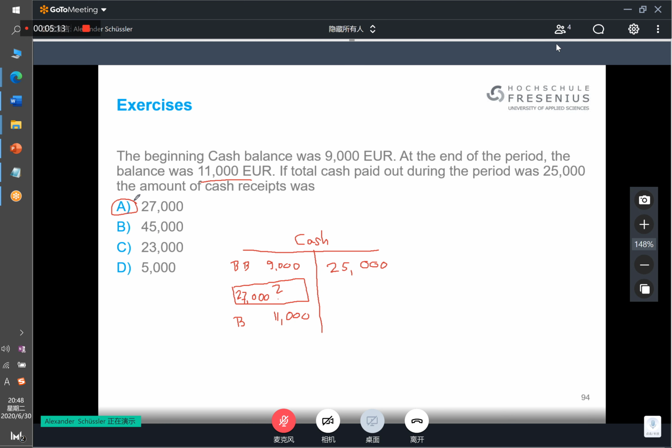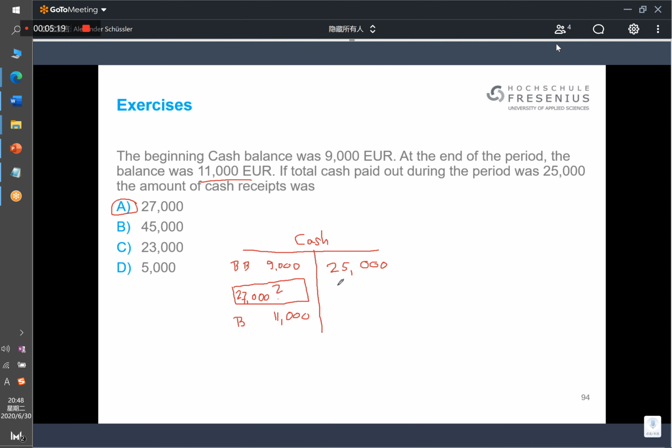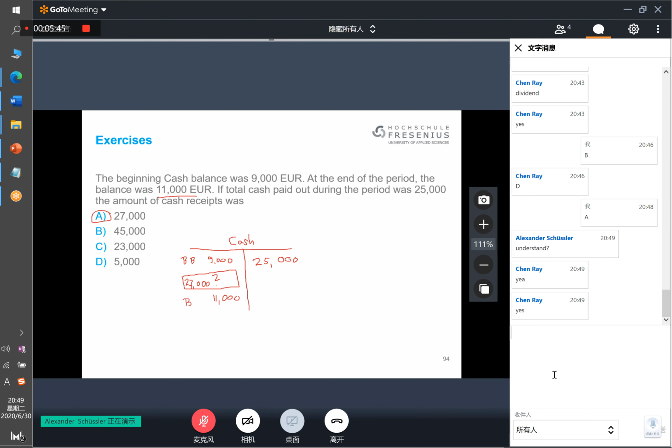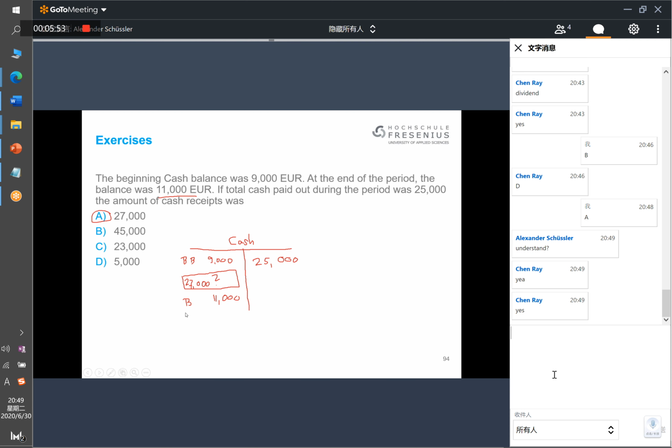Does that make sense? Do you understand why? We have 9,000 at the beginning. We should have 11,000 at the end. 25,000 is leaving. What has to come in? It is 27,000. You understand? Okay. Then we can go on.